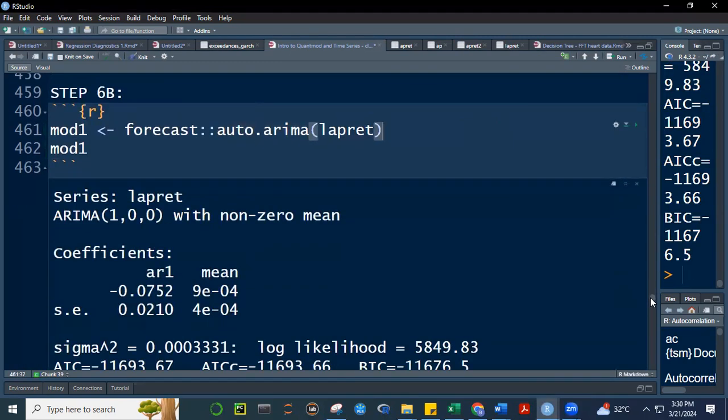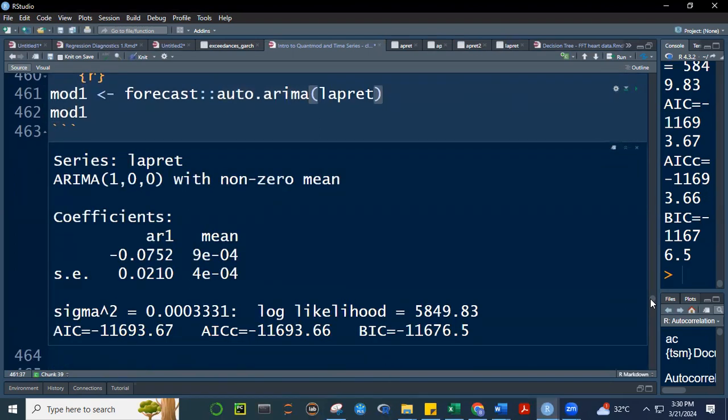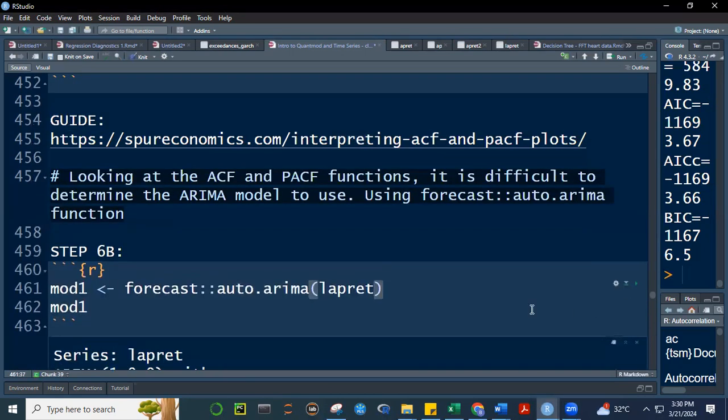Okay, there. Automatically sasabihin sa atin kung ano yung best model for this. So here we're told that this is an ARIMA(1,0,0). Explain ko in a while, no? All right? And then ito yung coefficient natin. Ito yung AR1 coefficient. Ito yung mean. Okay, and then we have here some values ng AIC, corrected AIC, and then the Bayesian information criterion.